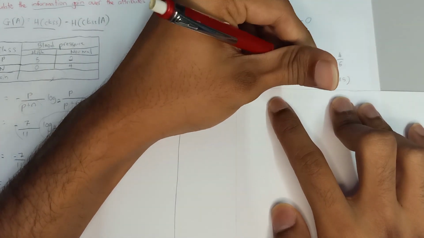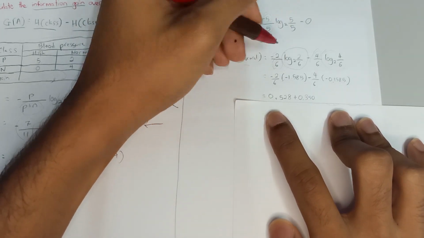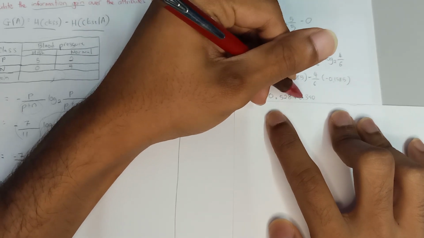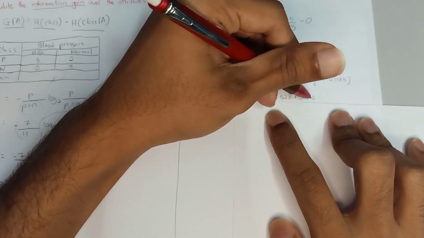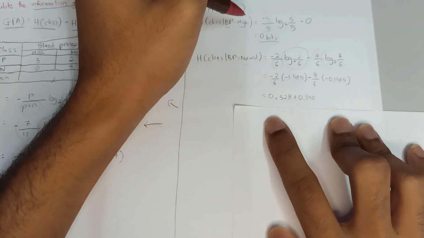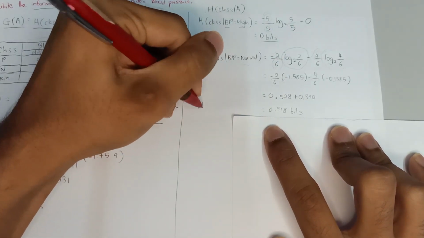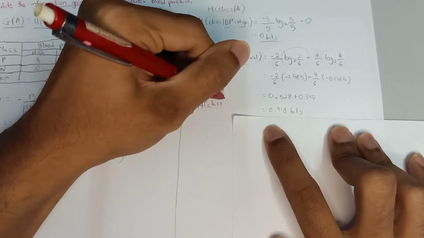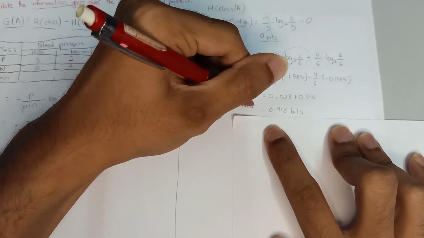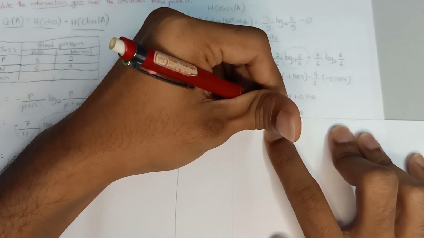We'll multiply it. This is what we are going to get: 0.528 plus 0.390. When we add it, so the value for H class blood pressure normal is 0.918 bits.